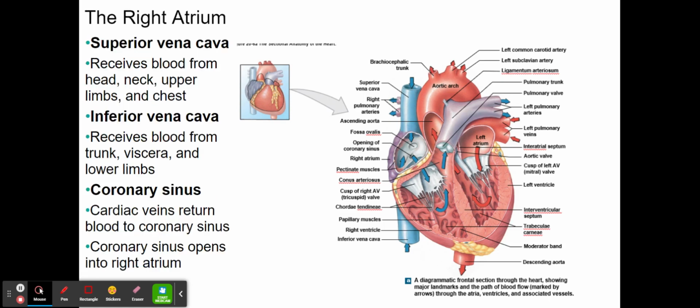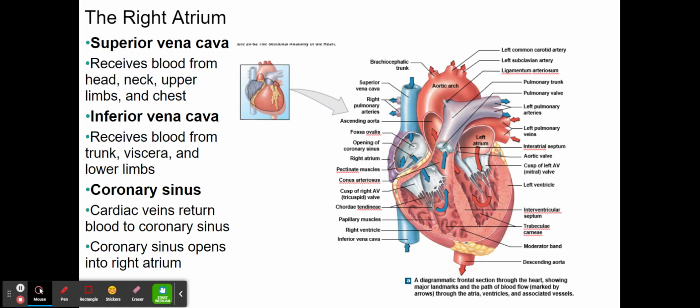The right atrium receives blood from the systemic circuit through the two great veins, the superior vena cava and the inferior vena cava. The superior vena cava opens into the posterior and superior portion of the right atrium, and it delivers blood to the right atrium from the neck, the head, the upper limbs, and the chest. The inferior vena cava opens into the posterior and inferior portion of the right atrium, and it carries blood to the right atrium from the rest of the trunk, the viscera, and the lower limbs.